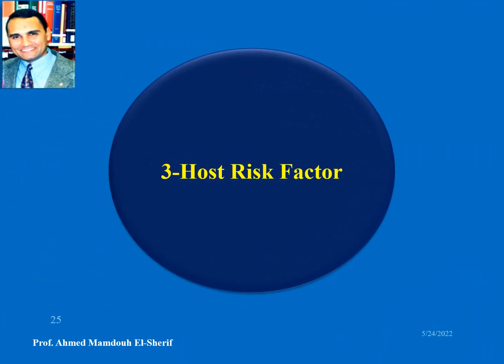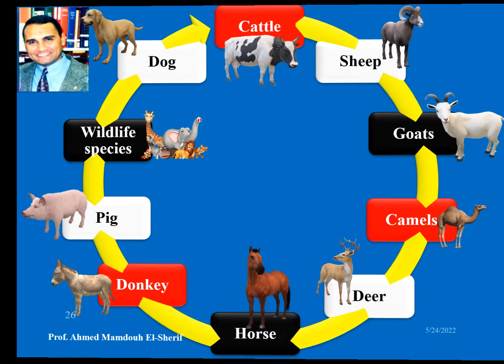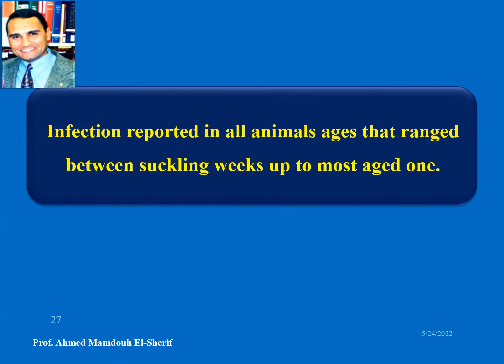Host risk factors of dermatophilosis. These are the host risk factors of dermatophilosis: cattle, sheep, goats, camels, deer, horses, donkeys, pigs, wildlife species, and dogs. Infection is reported in all animal ages, ranging from suckling weeks up to most age 1.